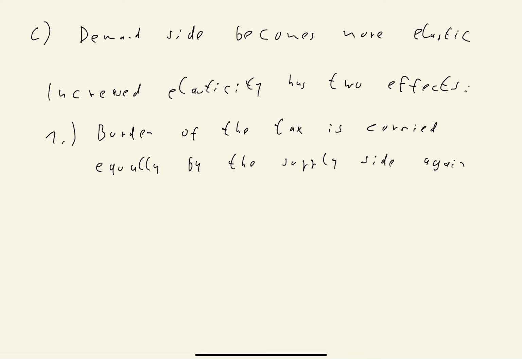So in the long term, we argued that hotel owners and motel owners can change their business, so they can open up a restaurant instead of a hotel or motel. Therefore, the supply is more elastic in the long term. But now, if the demand side can substitute with hotels and motels in the suburbs, the demand side becomes more elastic, and hence the burden of the tax is carried equally by the supply side again. So there is no benefit that the supply side has relative to the demand side.